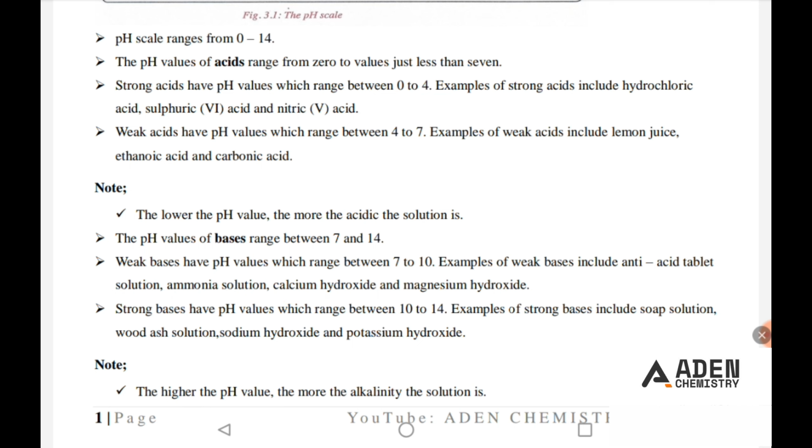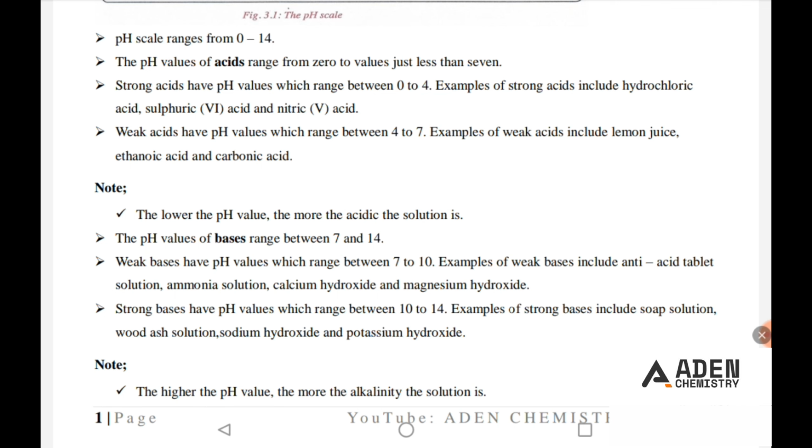The next, strong bases have pH values which range between 10 to 14, above 10 to 14. So we are saying examples of strong bases include soap solution, wood ash solution, sodium hydroxide, and potassium hydroxide. Those are examples of strong bases. So we say note, the higher the pH value, the more alkaline the solution is.